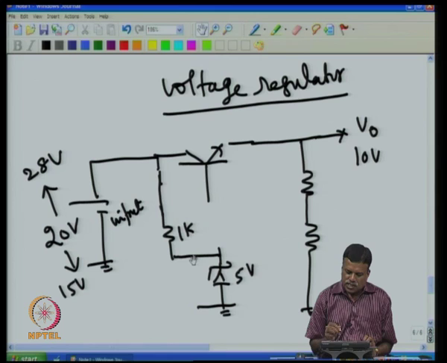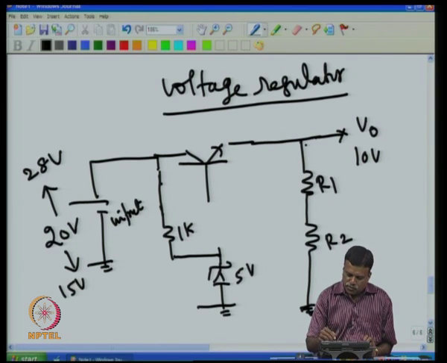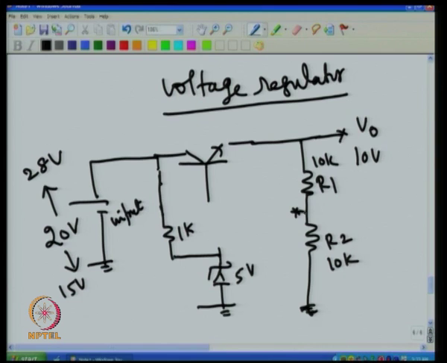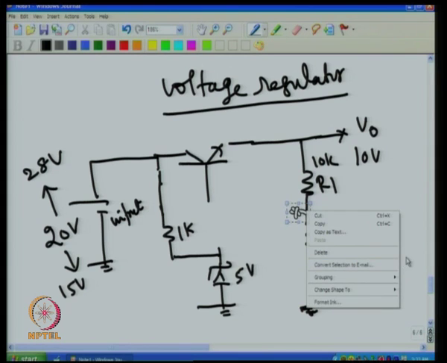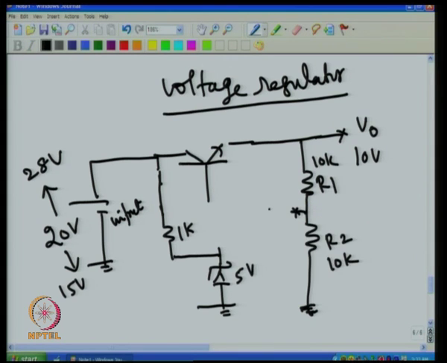So, this is only biasing the transistor. These two resistors, I take R1 and R2, they are only a voltage divider. Whatever output voltage is there, that is divided, and at this point you get the divided voltage. For example, if I put 10k here and 10k here also, then I know that if it is 10 volt I will get 5 volt here. So, whatever voltage is there, half of that voltage will come here. Now I add the transistor.